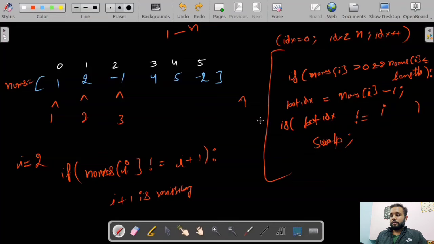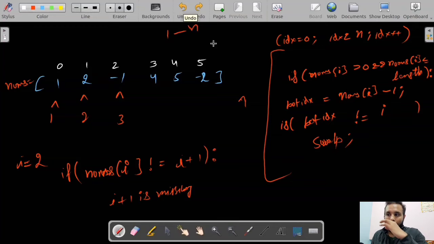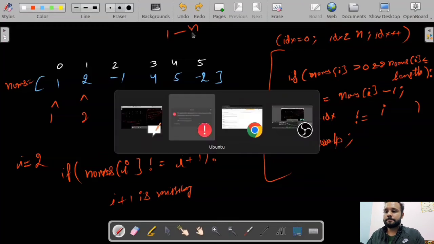If this number is not at its exact position where it belongs, then only swap it. That's it, and that's our code. So let's move to the coding screen.